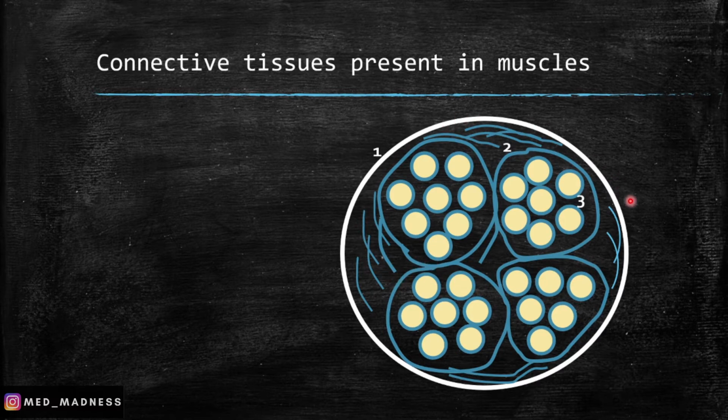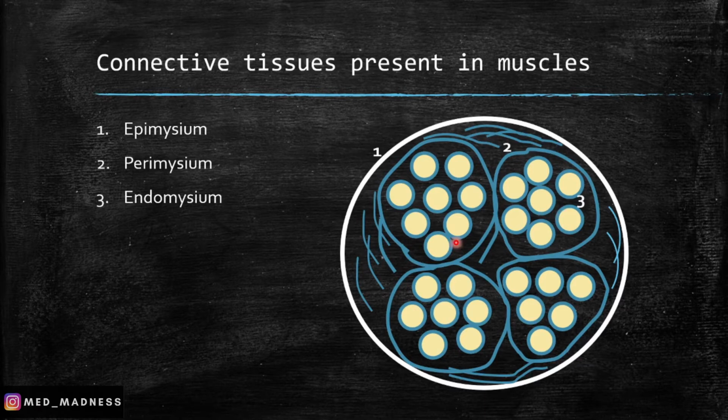The entire muscle is covered by connective tissue, which is called the epimysium. The group of muscle fibers here forms the fascicles, or muscle bundles. The connective tissue surrounding the bundles is called the perimysium. And in between the muscle fibers you have some connective tissue which is called the endomysium.